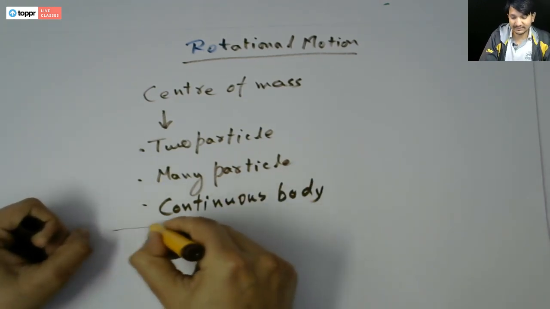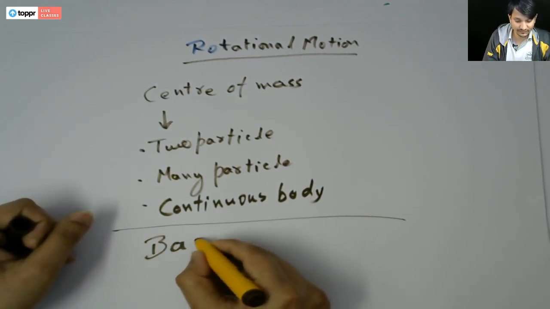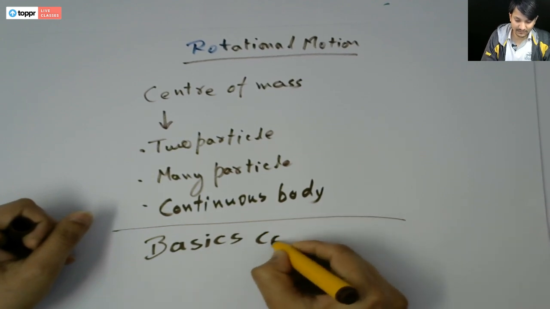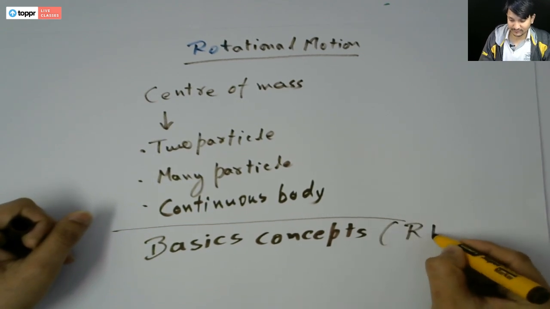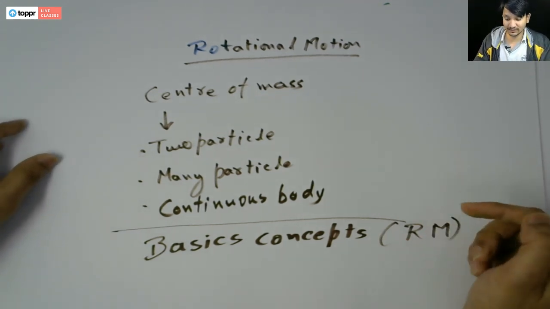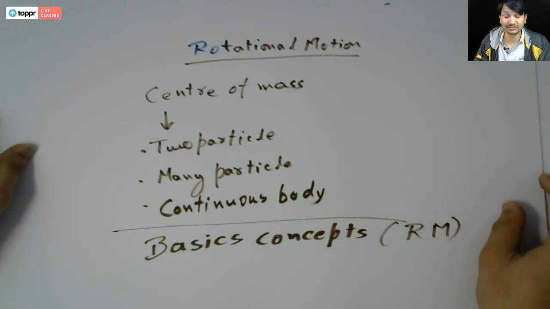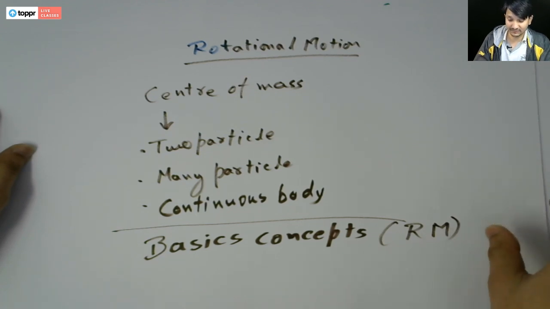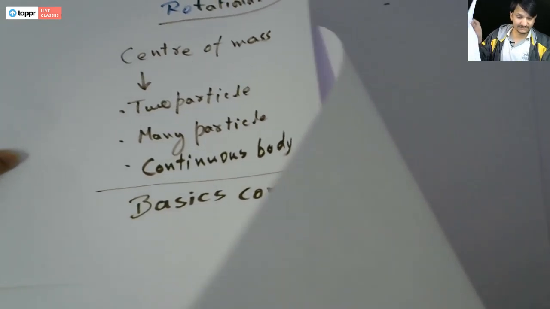And other than this, we'll learn about some basic concepts related to rotational motion. So what kind of concepts we are going to learn? What are the basic physical quantities that are related to the rotational motion topic, and how we use them in solving numericals or understanding other types of topics. So let us go ahead and start with center of mass.